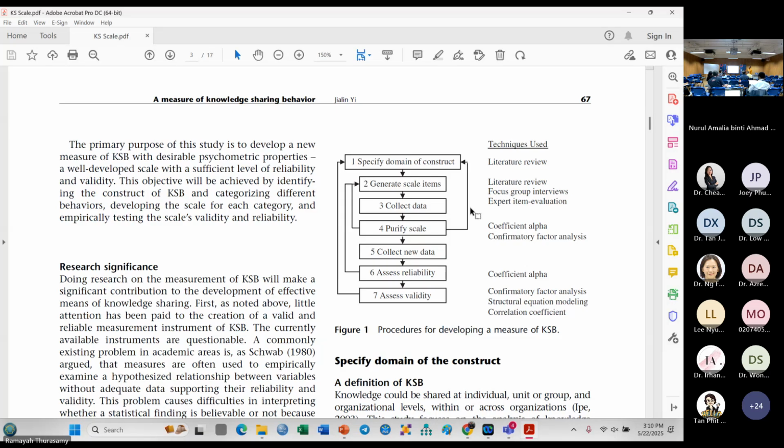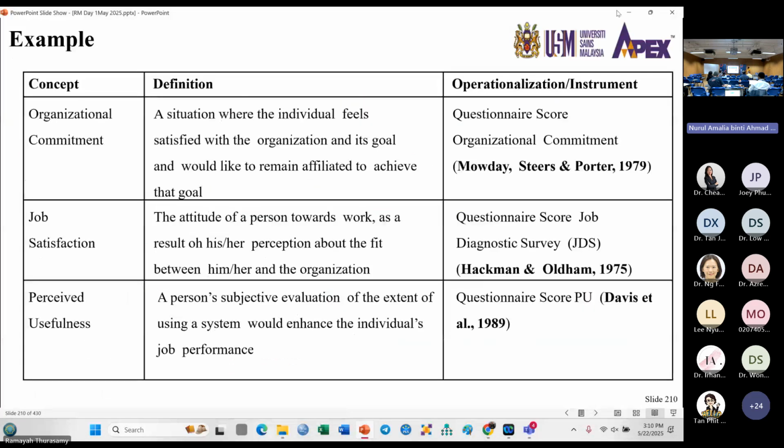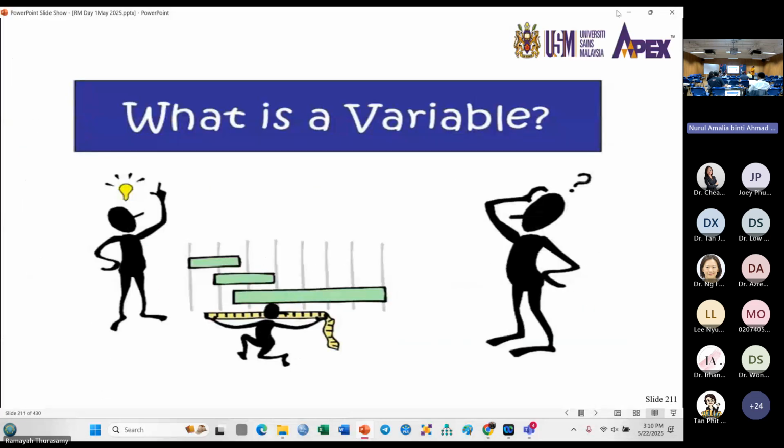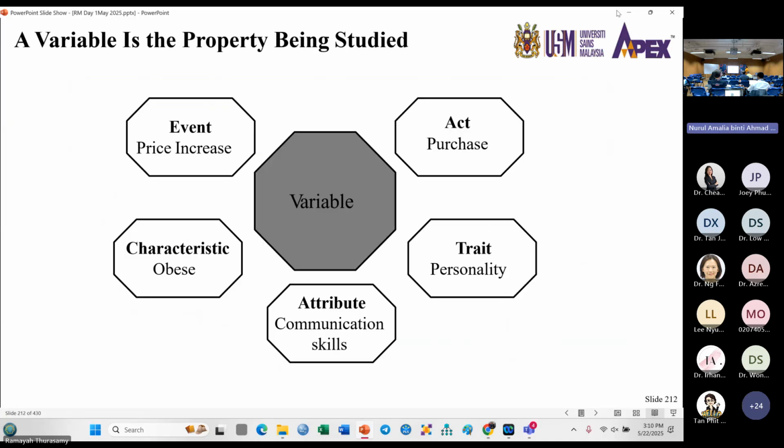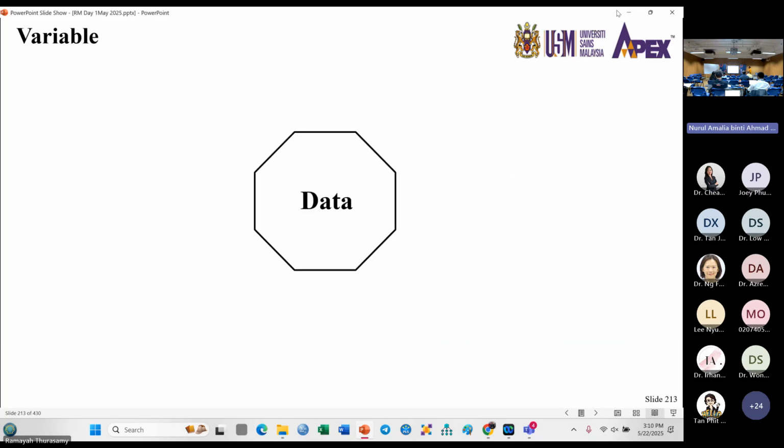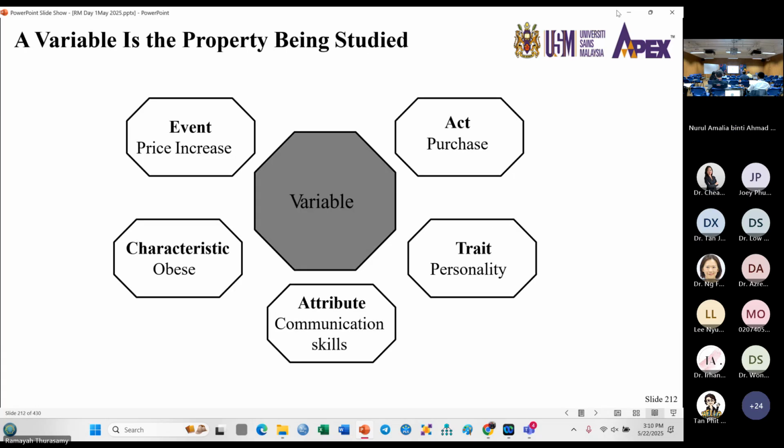Data. Any questions on data? Okay. And next we have variable. So these are some of the variables you have, right? It can be an event, a characteristic, an attribute, a trait, an action. These are all part of variable. And a variable must have at least two levels and above.